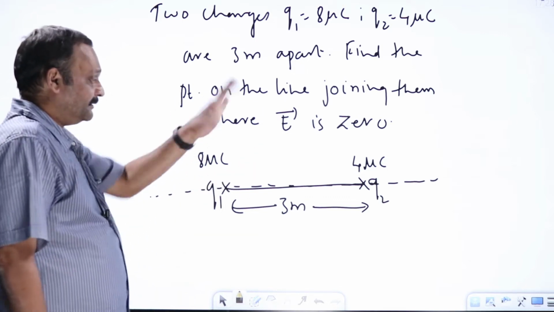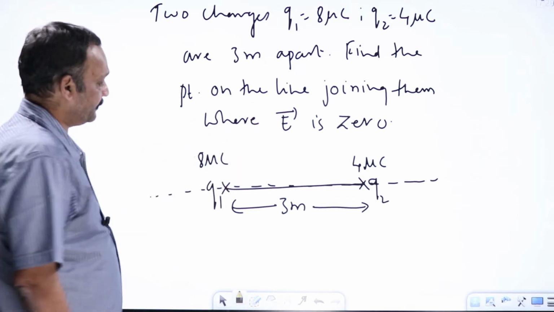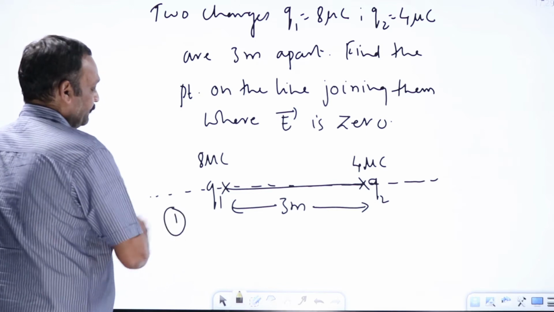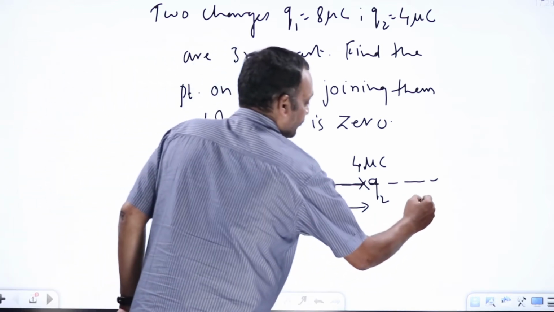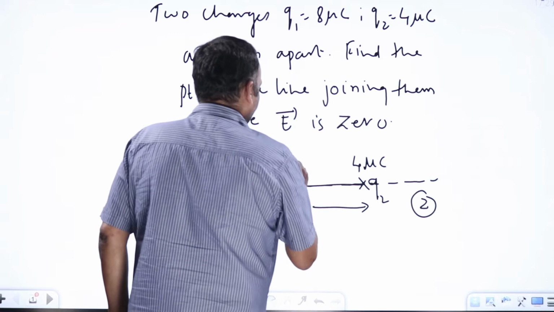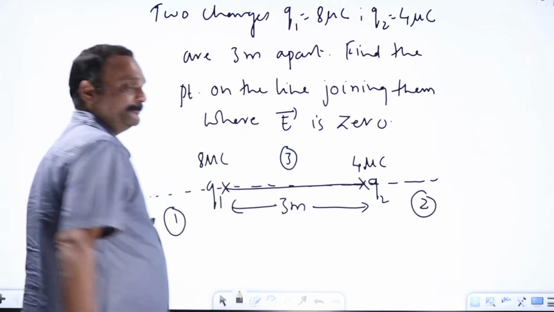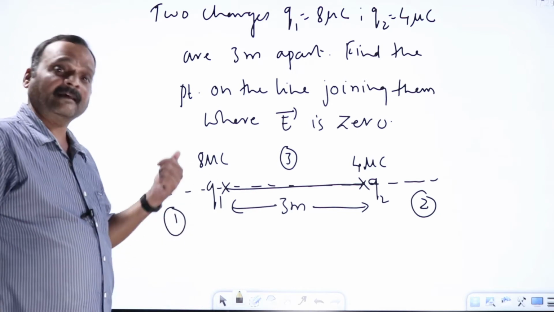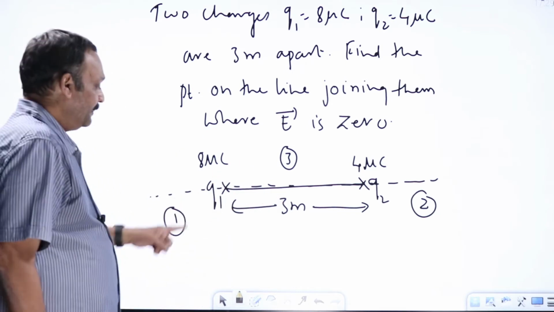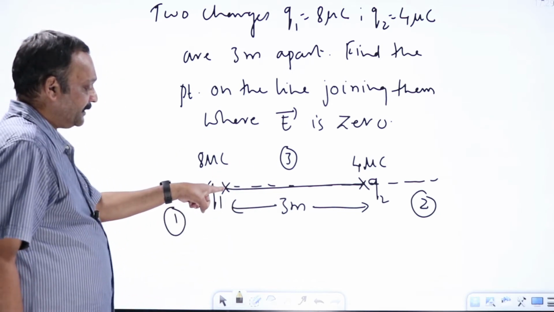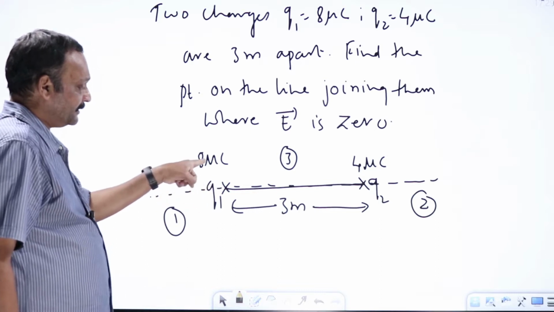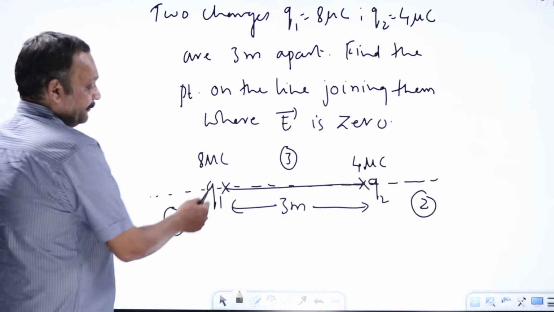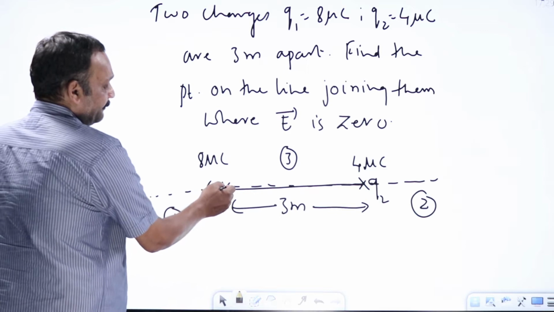Now we will divide this problem, and this line, into 3 regions: to the left of Q1, to the right of Q2, and in between Q1 and Q2. At what point can the electric field become 0? Now we'll see. I told you, the electric field from a positive point charge, this 8 microcoulombs of positive charge, will be away from the positive charge.